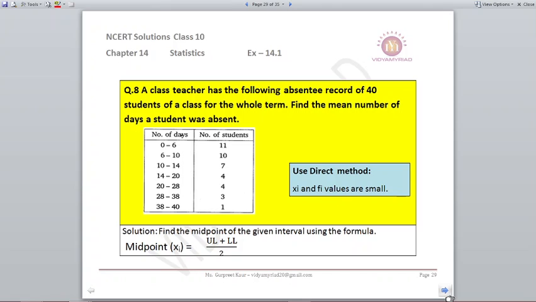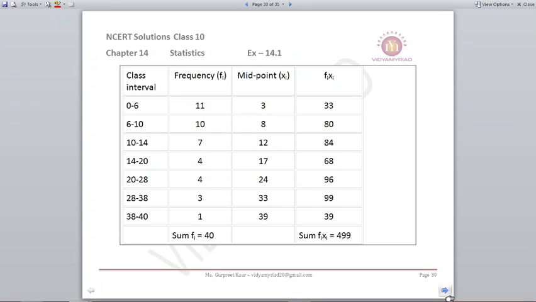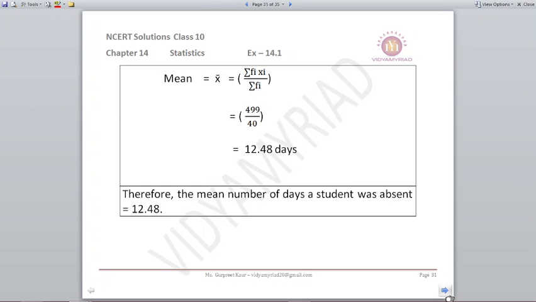Next, a class teacher has the following absentee record of 40 students of a class for the whole term. Find the mean number of days a student was absent. So look at the number of days and look at the number of students. Your xi and fi values are small, so we will be using the direct method in this. So let's find out quickly. We know how to do it now. We will find out xi values, which come as 3, 8, 12, 17, 24, 33, 39. Multiply with the frequency. The total fi xi comes at 499, which will be divided by sigma fi, which is 40. So the mean number of days a student was absent was 12.48.